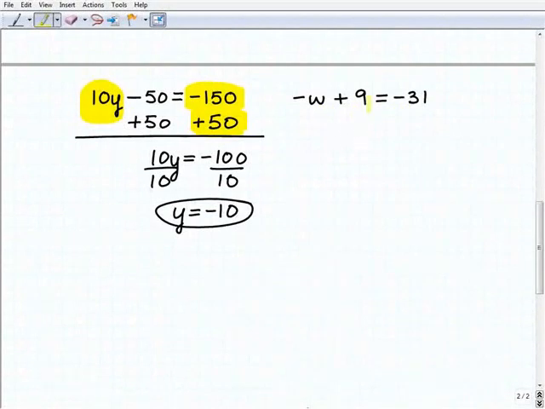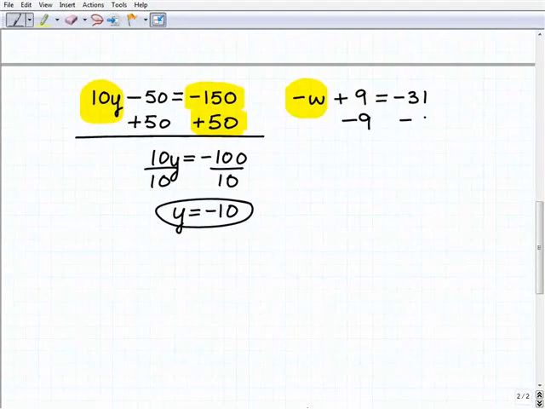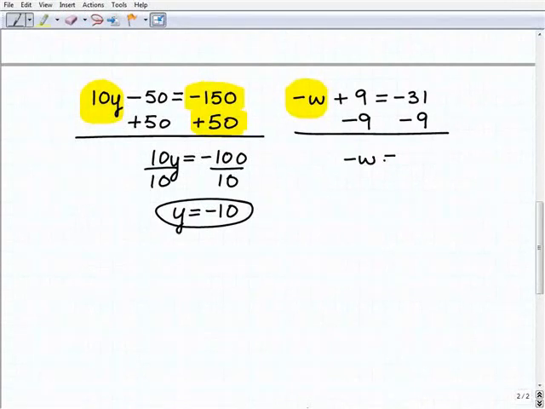Okay, so the first thing I want to do is isolate this term here, this negative w. So I'm going to subtract 9 from both sides of the equation. Okay, so adding down, I get negative w equals negative 40. You're always adding. Okay, so it's negative 31 plus a negative 9. So we have negative w equals negative 40.